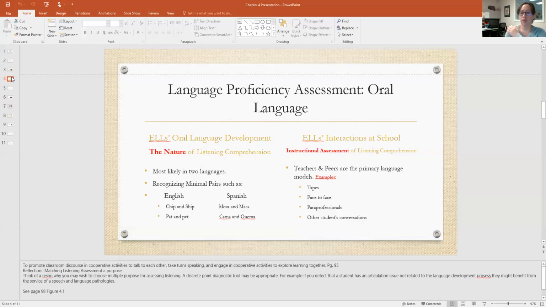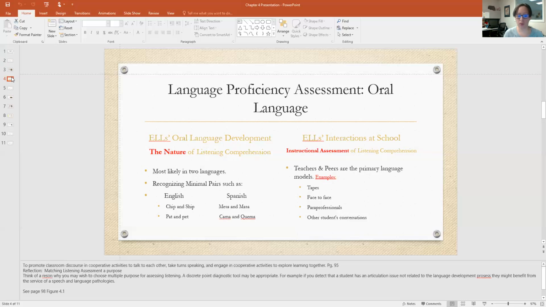Pat, like I'm gonna pat you, or a pet in Spanish is the exact same thing. Mesa and masa. One is a table and one is dough to make tortillas. Or cama and quema. One is a bed and the other one is saying burnt.